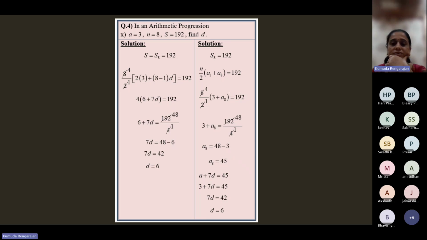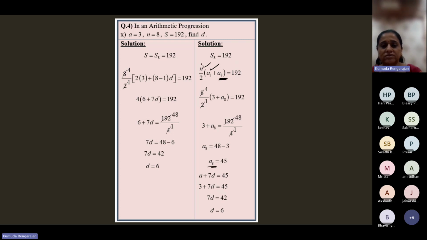I've also used the other formula and explained here. That is, S8 is equal to 192. N by 2 of the first term plus the last term is 192. N is 8. 8 by 2 of the first term 3 plus the last term A8 is 192. So when you work this, you get A8. A8 is 45. So that means a plus 7d is equal to 45. When you use this formula, you are able to substitute for n and a, but not for A8. So you will get the value of A8. When you work this equation, you will be finding the value of A8.